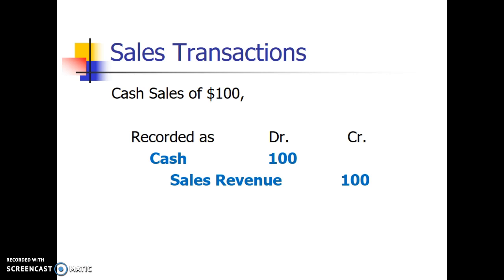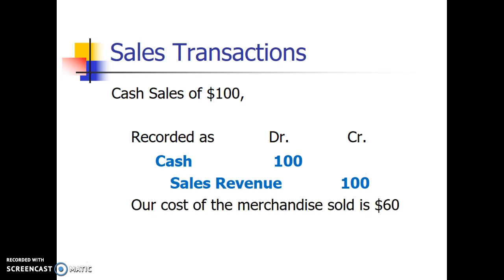But since we're under the perpetual method, we also have to make a second entry because we have to update what happened to our merchandise inventory. We sold merchandise inventory, so our merchandise inventory account needs to go down since it's an asset. It goes down with a credit. So then that means we need a debit, and we have a new account under a perpetual system called, I'm sorry, cost of goods sold.